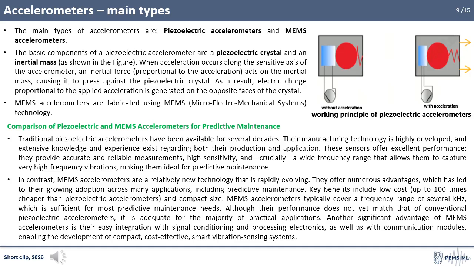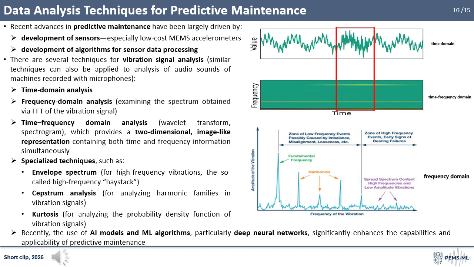MEMS accelerometers, in contrast, are a newer but rapidly evolving technology. They are increasingly used in predictive maintenance due to their very low cost and small size. In addition, MEMS accelerometers allow for on-chip integration with electronics. Although their performance is lower than that of piezoelectric sensors, it is adequate for most practical applications. Recent advances in predictive maintenance have been driven mainly by the development of sensors, especially low-cost MEMS accelerometers, and by improvements in sensor data processing algorithms.